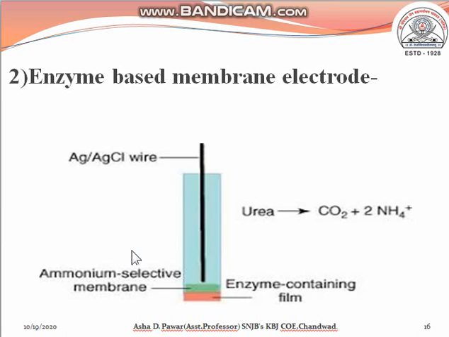So this is the enzyme based membrane electrode. Once again, the enzyme used for determination of urea is urease, incorporated with polyacrylamide gel containing an ammonium ion selective membrane. So always, for determination of urea, we use the enzyme based membrane electrode containing urease incorporated in polyacrylamide.